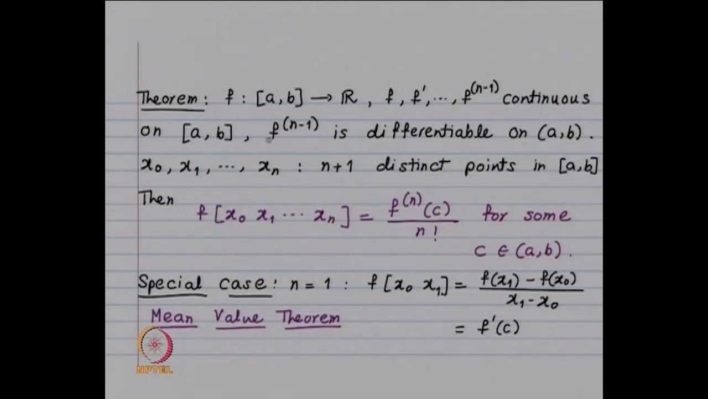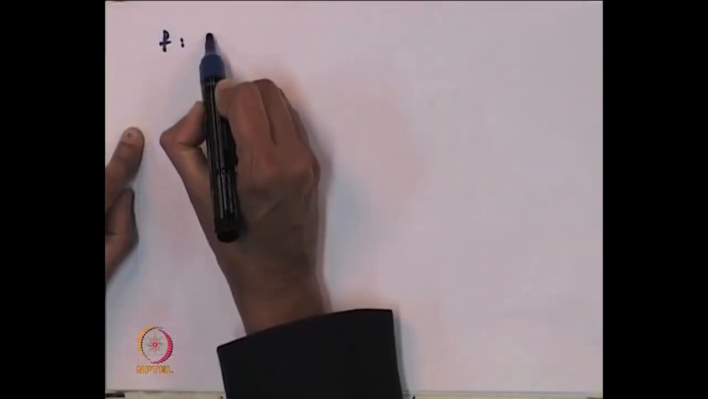So, let us prove this result, and then once we prove this, we will define the divided difference when the points are not distinct, but they coincide. So, our f is sufficiently differentiable.